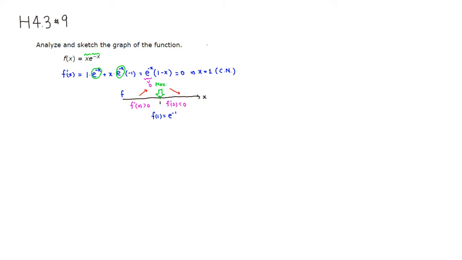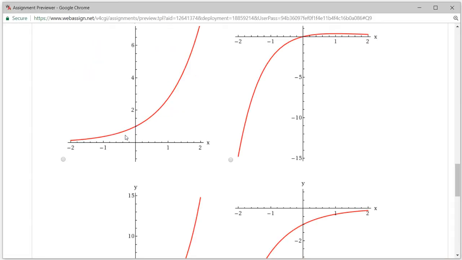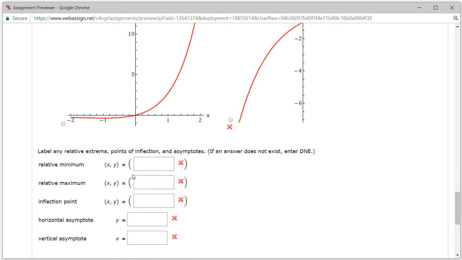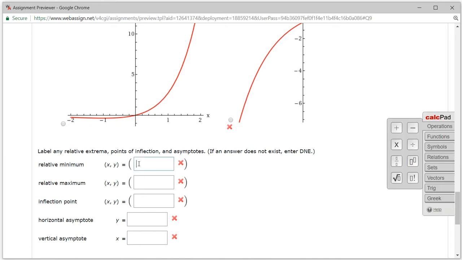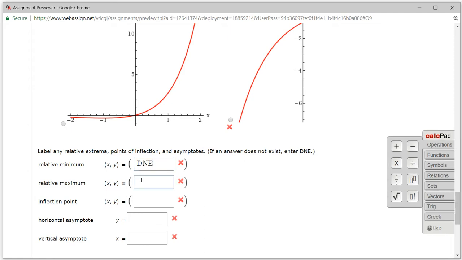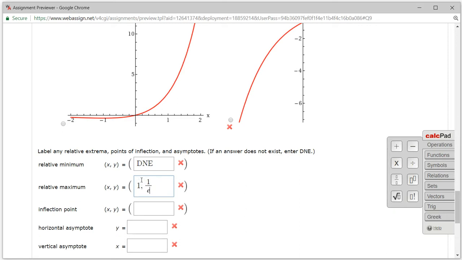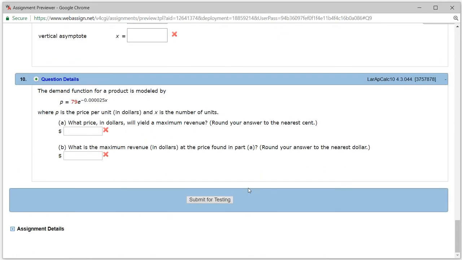So let's type it in. We have a relative maximum, and there is no relative minimum, so this one does not exist, since there's only one critical number we found. The relative maximum is at 1 comma, and I'm going to put 1 over e, or e to the negative 1, either way is fine. So let's go ahead and check the answer.